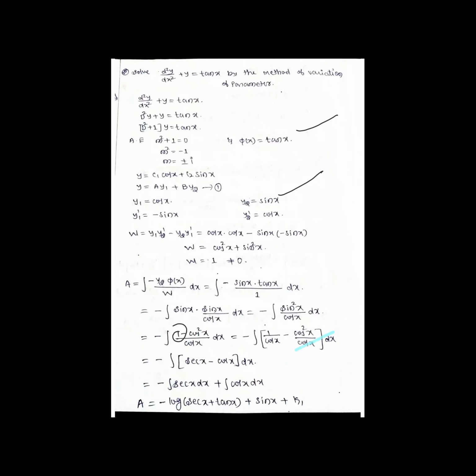So please be aware of the basic formulas. 1 by cos x is what? Secant of x. Minus cos x, cos square x by cos x gets cancelled, cos x dx. So next, there are two terms I can separate with the integration sign, and those two terms are direct terms. So minus integration of secant of x dx plus integration of cos x dx.